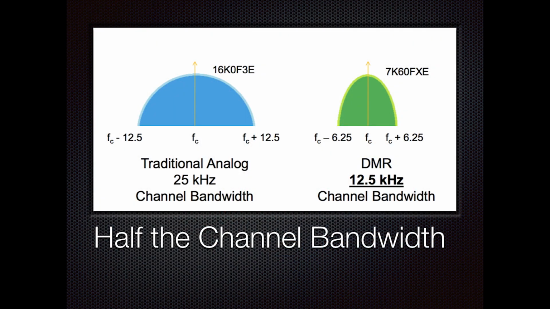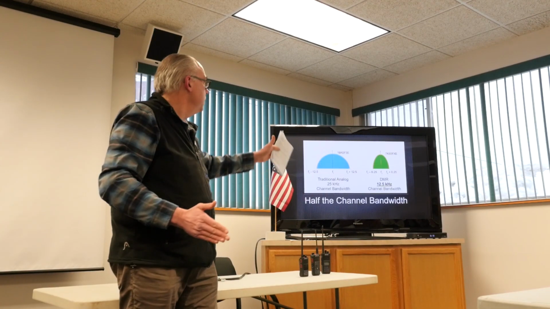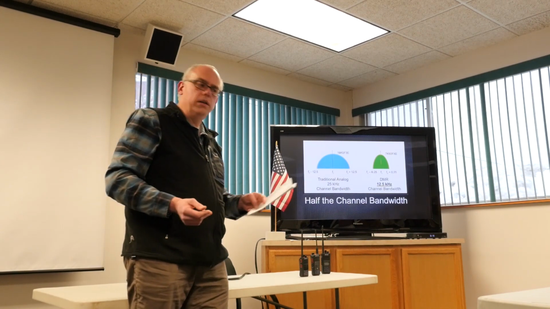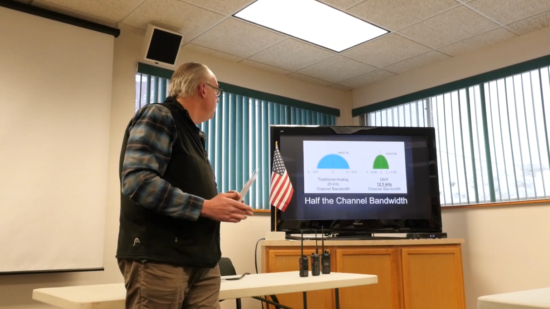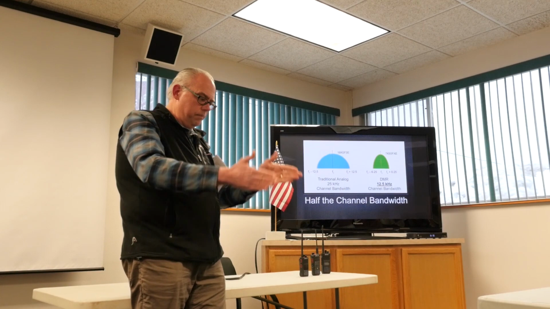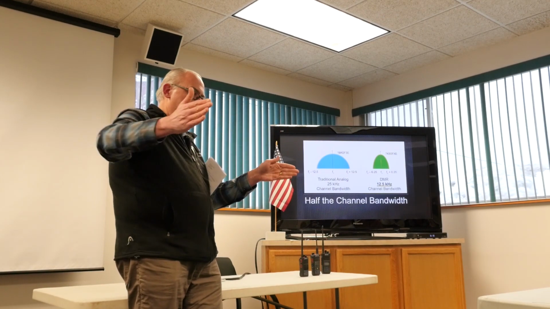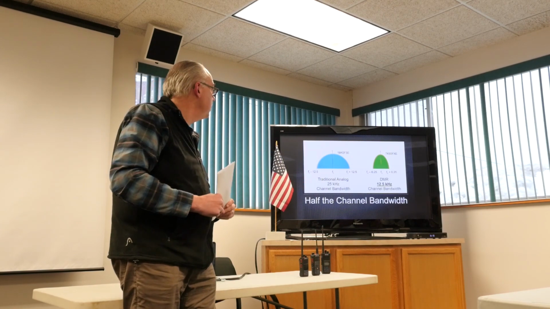But still, with 12 and a half kilohertz, we've got half the bandwidth of an analog signal, so it's very spectrally efficient. You could ideally put 2 DMR repeaters in the same space as one analog repeater. Neat thing about DMR is that signal doesn't need the guard band protections along the edge, so you can really stack those up in a section of spectrum.